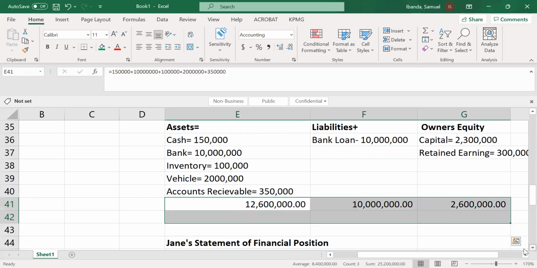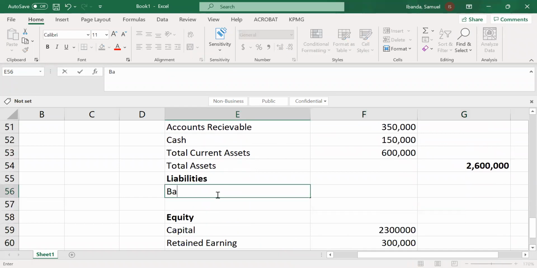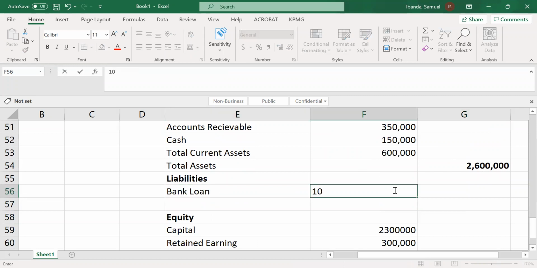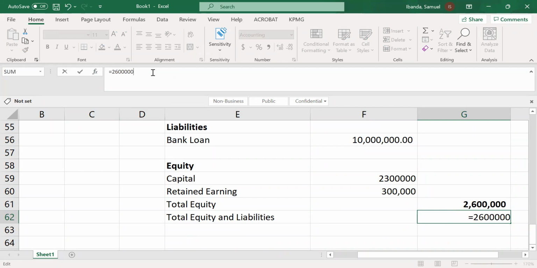So if I just want to update my statement of financial position with the loan, what I'll just come here, I'll just say bank loan, 10 million. So total equity plus liabilities, I'll get a 2.6 and add the 10 million, which gives me 12.6. So here I'll have 12.6.